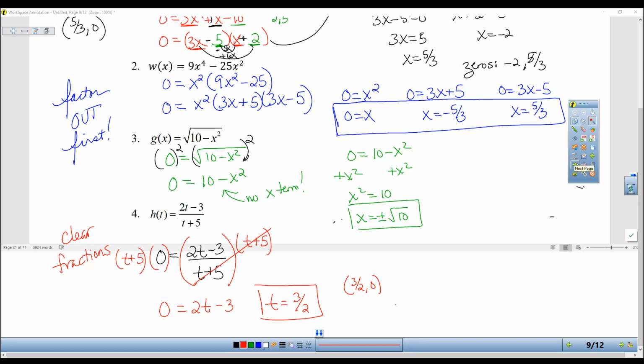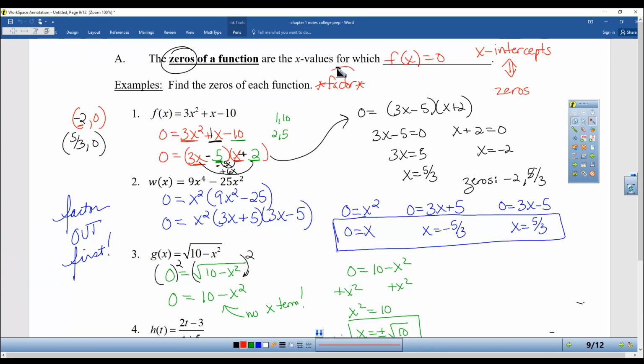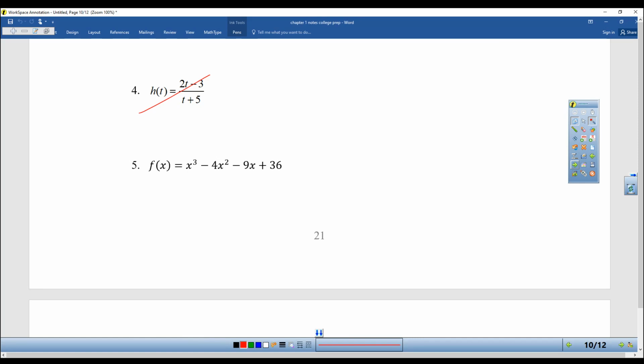Let's go on to the next page. 2 more here. Oh, no, we already did that one. It's just repeated. Okay, so remember what I said. Factoring should be your first method, okay?